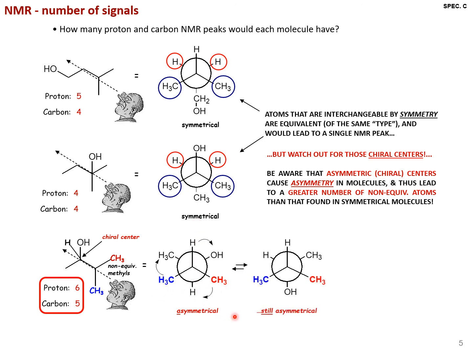If I rotate around that axis between the CC bonds right here, the 2 methyls are still non-equivalent. And I could rotate this all day long and they would never be equivalent. So this asymmetric center is making these 2 methyls non-equivalent, giving you more peaks than you might have predicted. So the lesson here is watch out for asymmetric centers, and if you play the substitution game, you will actually see that you have 6 proton peaks and 5 carbon peaks for this particular example.